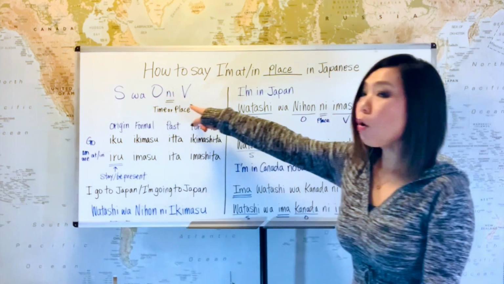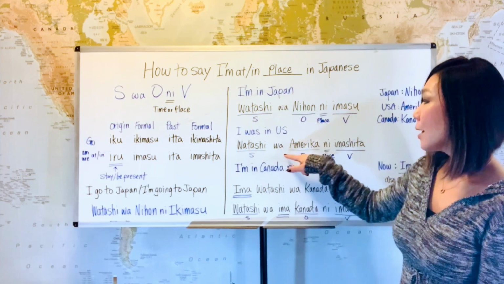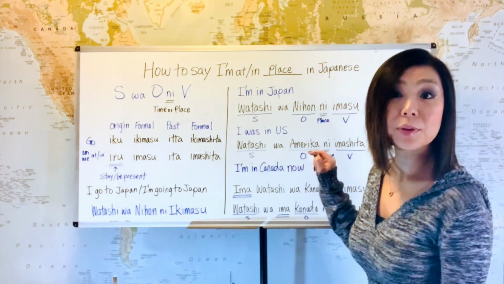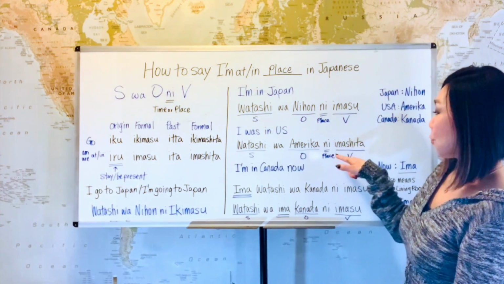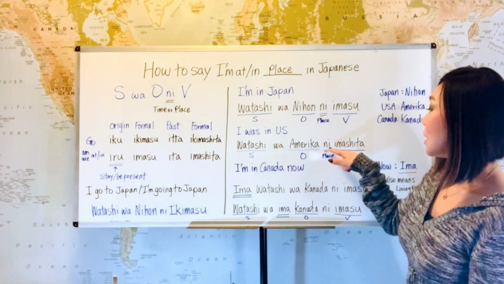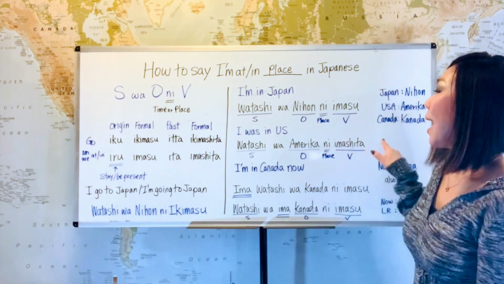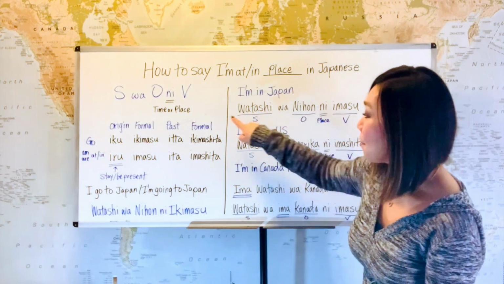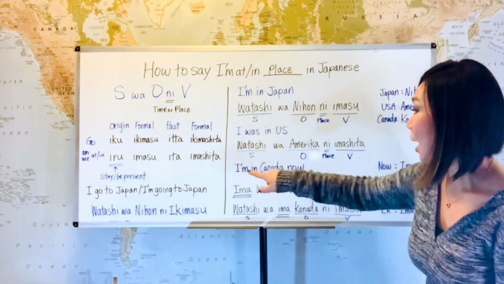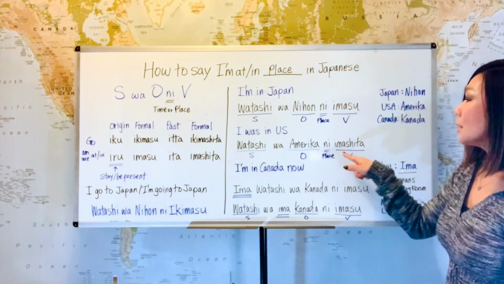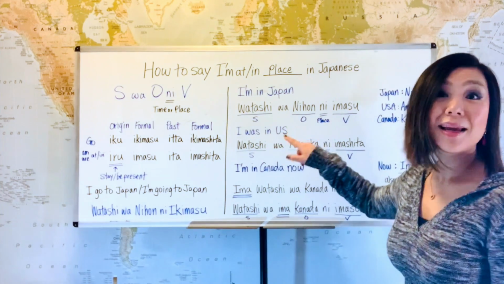So S は O に V. S is 私, I, and the particle is は, and then O, which is the object or place, is the US, so that is アメリカ. And then the bridge word, this time we're talking about the place, so it's ni, and then the verb, remember, it's the past tense now. The past tense of imasu, in a formal way, is いました。So, 私はアメリカにいました。That means I was in the US.